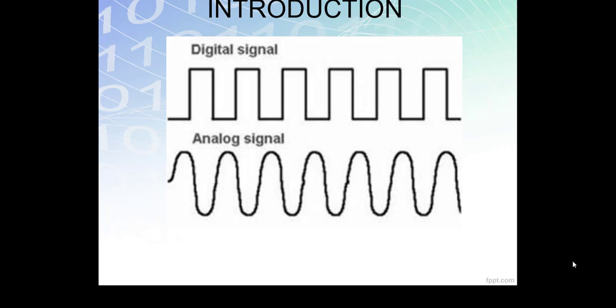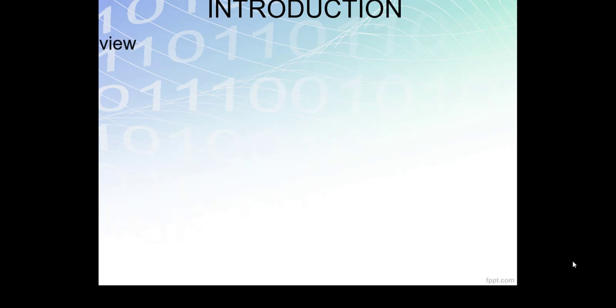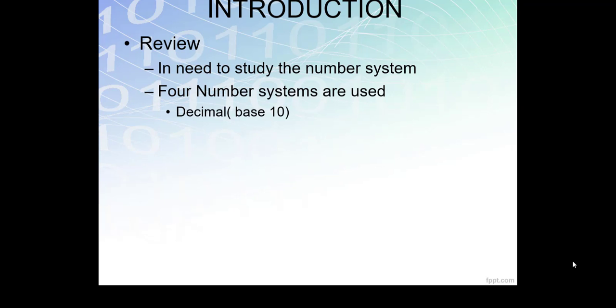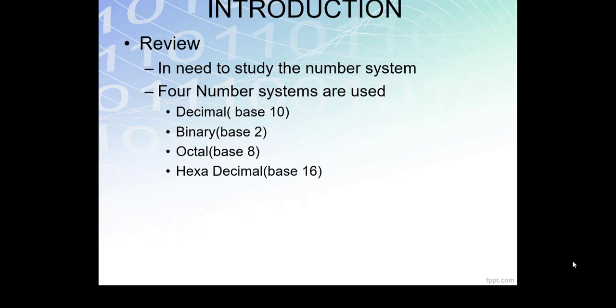Okay, then we reviewed some concepts. After seeing these basic concepts, we came to a conclusion. We concluded we are in need to study the number system. So what about the number system? There are 4 types of number systems: decimal with the base 10, binary with the base 2, octal with the base 8, hexadecimal with the base 16.